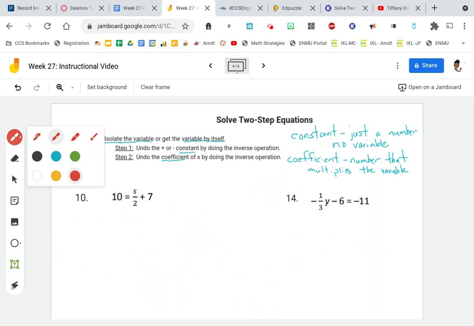Okay, so going back to this page. Now, same deal. We need to isolate the variable. And we have two sides of the equation separated by the equal sign. On problem 10, the variable is on the left.